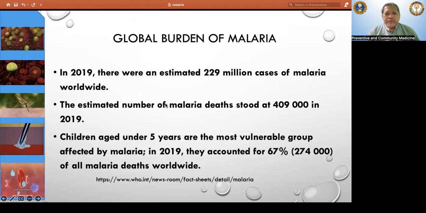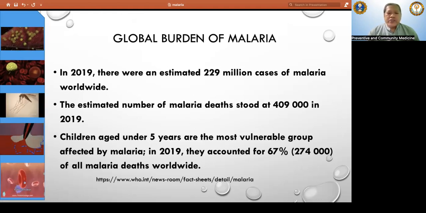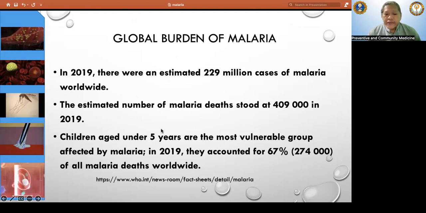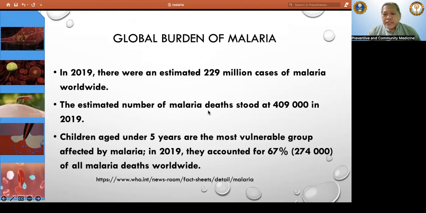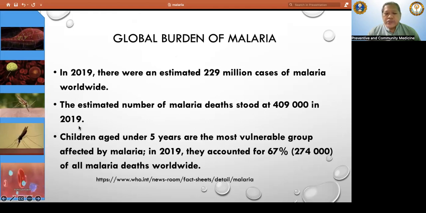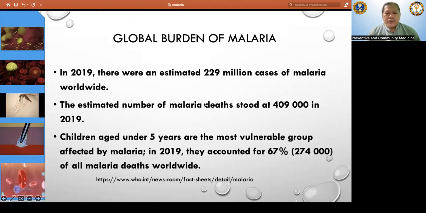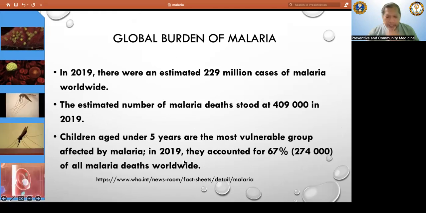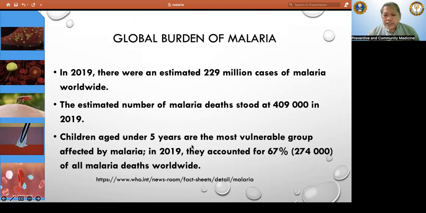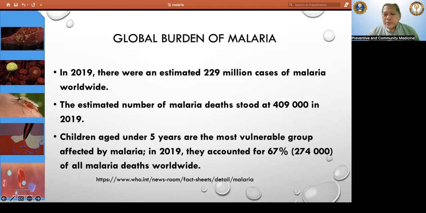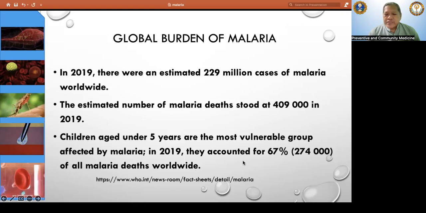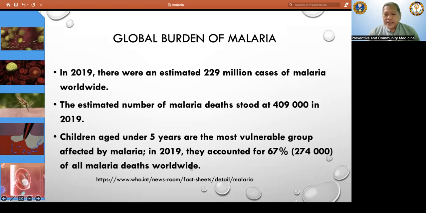For the global burden of malaria, in 2019 there were an estimated 229 million cases of malaria worldwide. The estimated number of malaria deaths stood at 409,000 in 2019. So that many, about 500,000 died due to malaria in 2019. Children under the age of 5 are the most vulnerable group affected by malaria. In 2019, they accounted for 67% of malaria deaths worldwide.